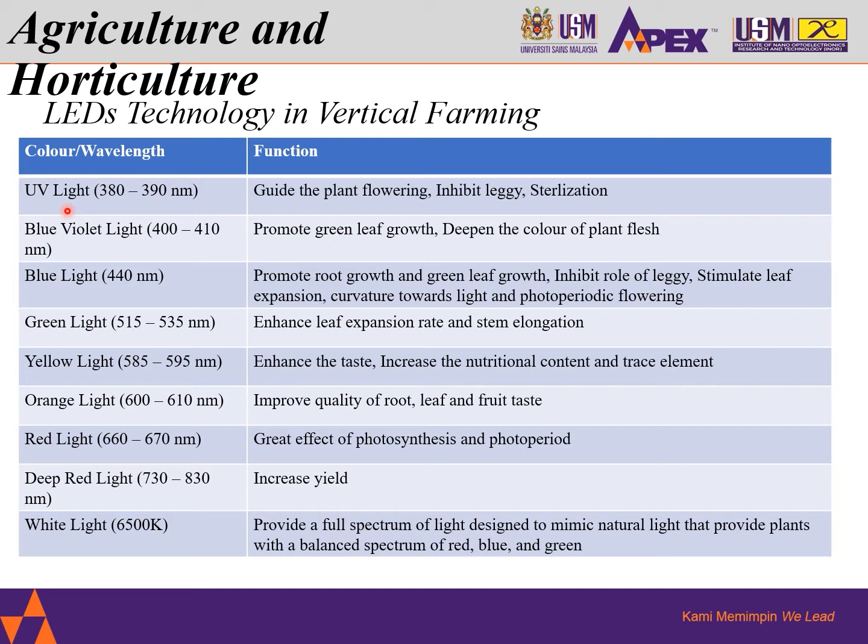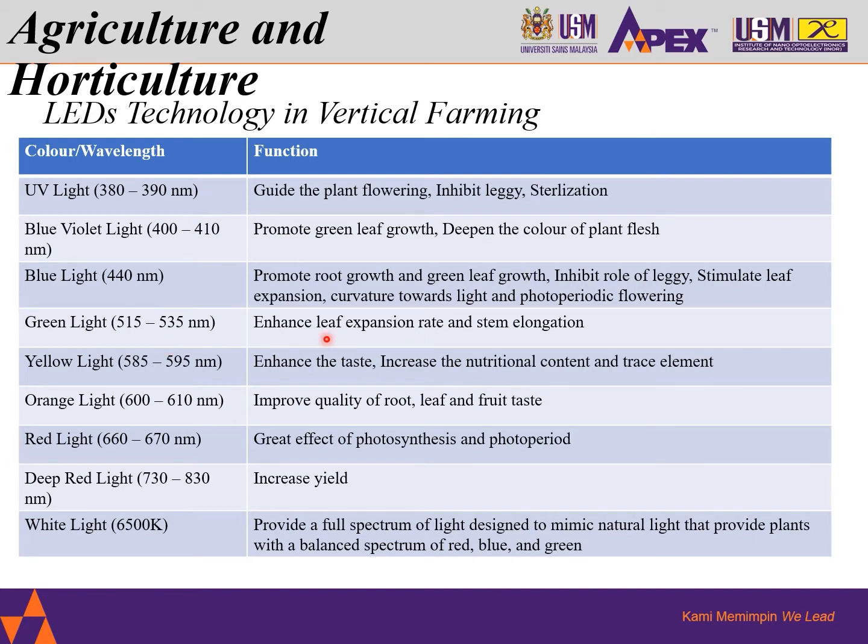For example, for UV light, 380 until 390 nanometer wavelength, the function is to guide the plant flowering, inhibit leggy growth, and also sterilization of the plants. Blue violet light, 400 to 410 nanometer, promotes the green leaf growth, deepens the color of plant flesh. Blue light 440 promotes the root growth, green leaf growth, inhibits leggy growth, stimulates leaf expansion, curvature towards light, and also photoperiodic flowering.